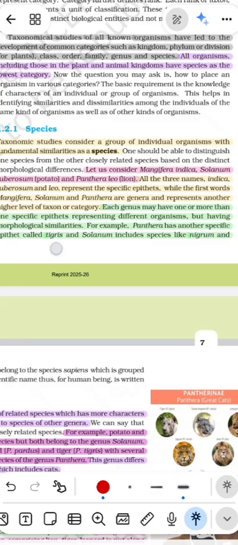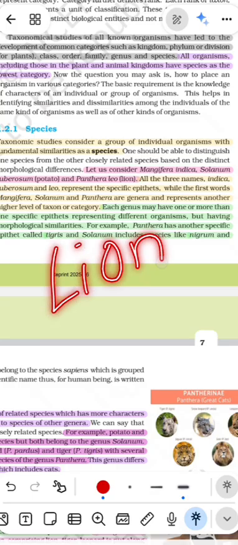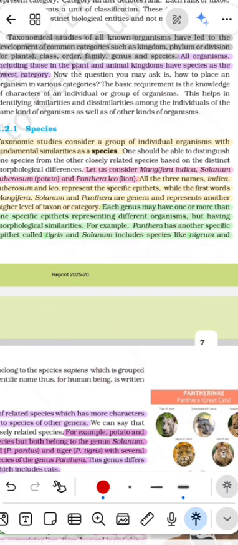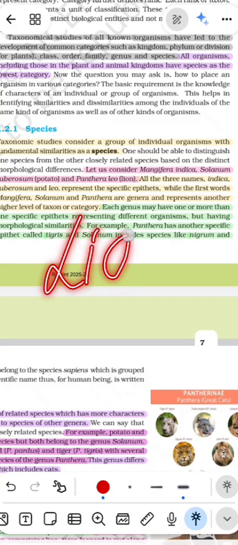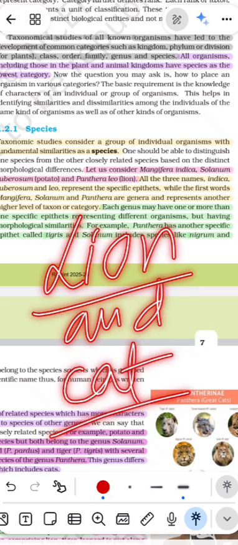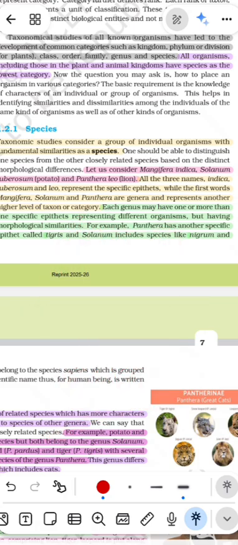But if I say lion or cat, we can really differentiate them from us, because there is no such morphological common character between us. But if I say lion and cat, then you will say that they are in the same genus but different species.